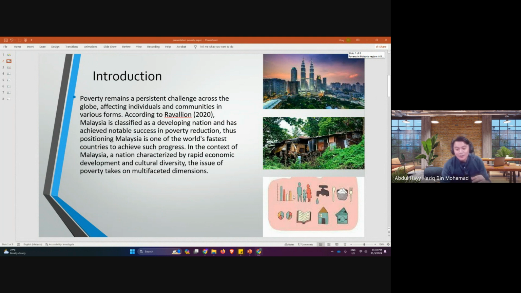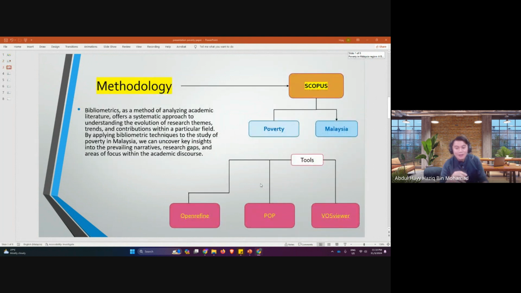Okay, so next is methodology. Our paper is about bibliometric analysis. Bibliometric analysis is one of the review-type articles, and when we talk about bibliometrics, we want to look at the big picture, the bird's-eye view of the keywords. We're going to look at the overall view. So bibliometrics is a method of analyzing academic literature, offering a systematic approach to understanding the evolution of research terms, trends, and contributions within a particular field, which in this case is poverty and Malaysia.